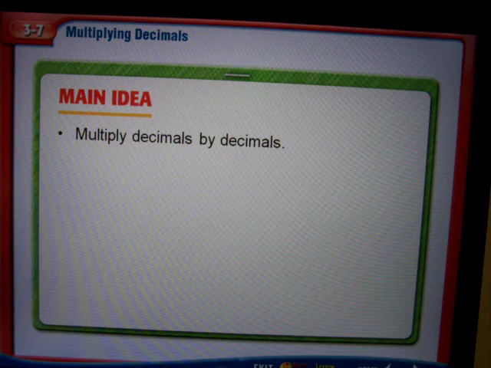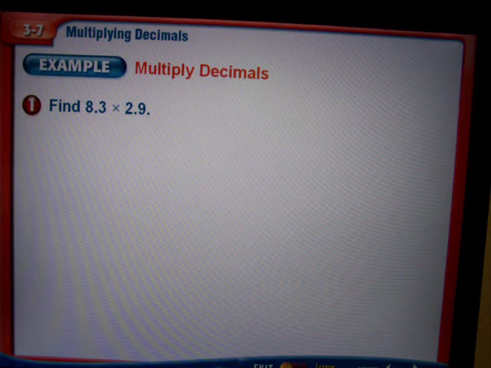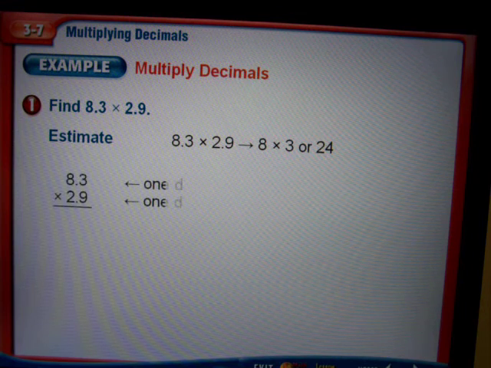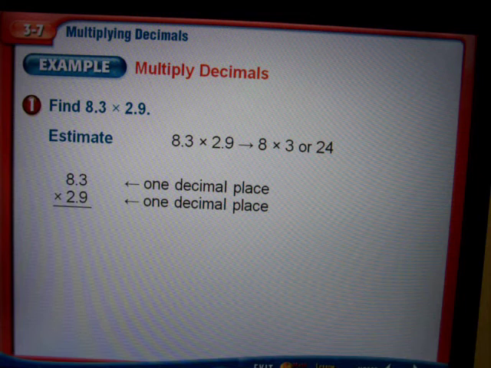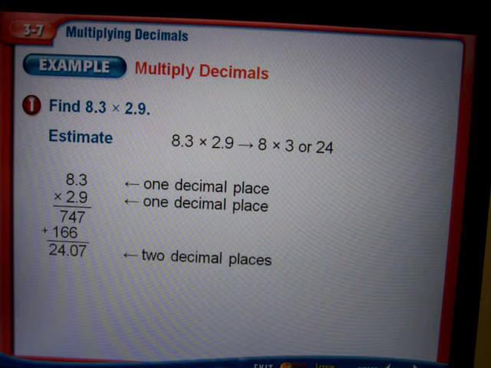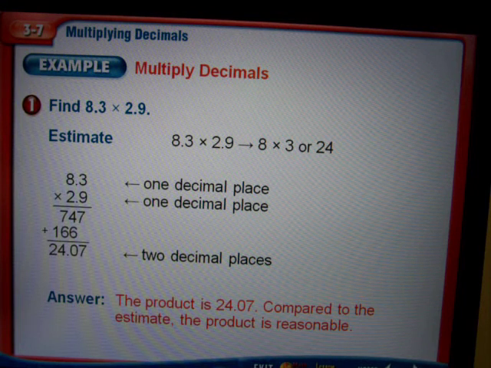Alright, so now today we're going to multiply decimals by decimals. So we're going to take 8 and 3 tenths times 2 and 9 tenths. And so, using our estimation first gives an idea of where we're going with this number. And so we're going to use our counting decimal places. So we're going to multiply like we were multiplying 2-digit numbers. And then when we're done, we'll add our 2 decimal places in at the end. Notice you have 2 decimal places in the start of the problem, 2 decimal places at the end of the problem. So our answer is 24 and 7 tenths, and when we compare the estimate to the product we actually got, our answer is reasonable.